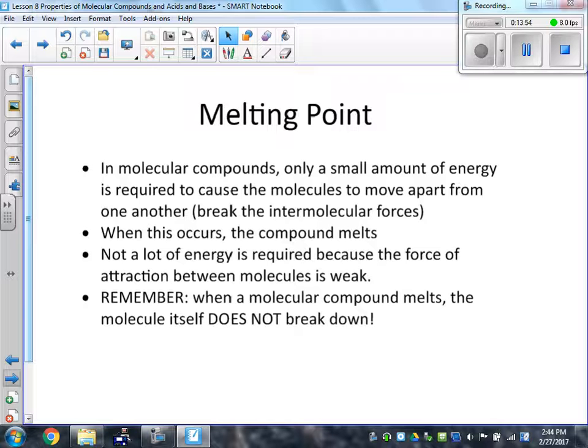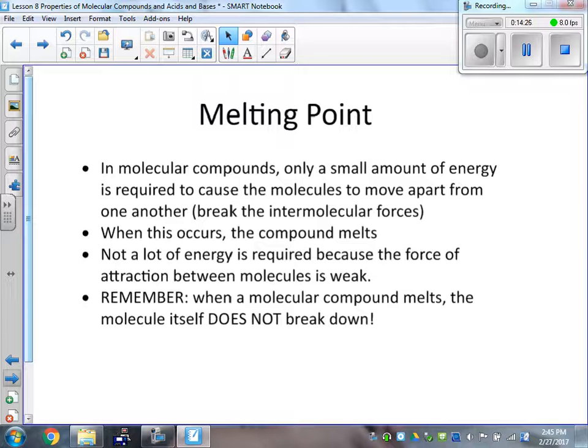When you take sugar, okay, sugar. If you melt sugar, what do you get? It's not a trick question. You take a cube of sugar, and you put it in a pot. What do you get? Liquid sugar. Okay? It doesn't break down.